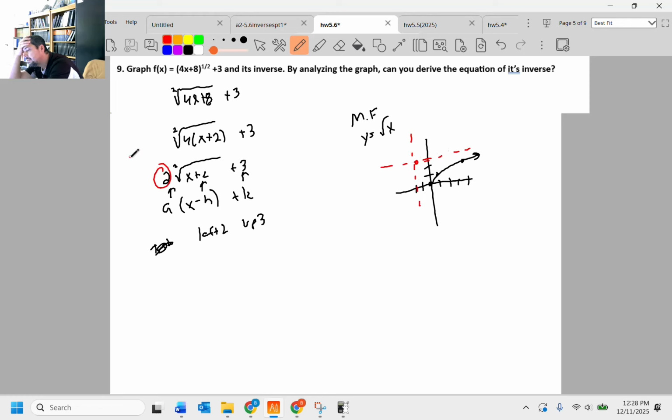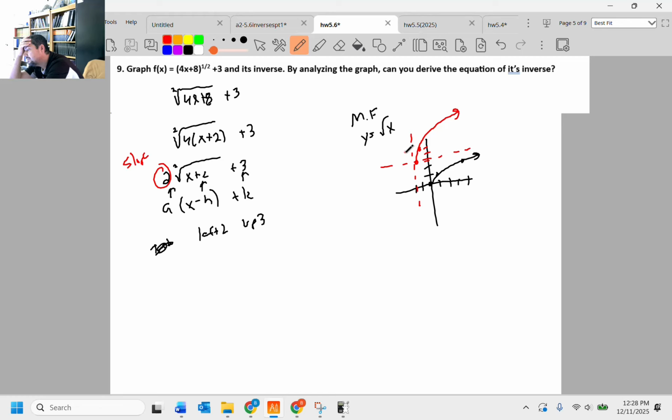Now, this is my slope, at least my initial slope. Instead of rising 1 and running 1, I'm going to rise 2 and run 1. And I'm going to get a much steeper arm. Now, this is the graph, okay? And what I'm asking you to do is if you can derive the equation of its inverse. And I bet you can.